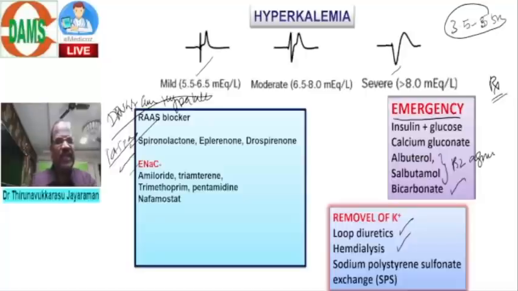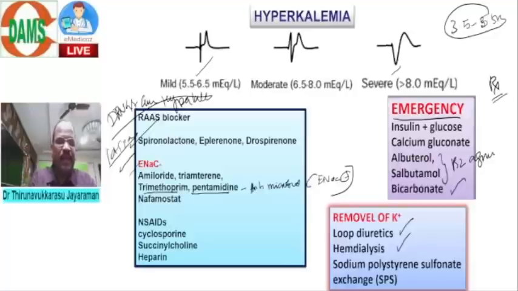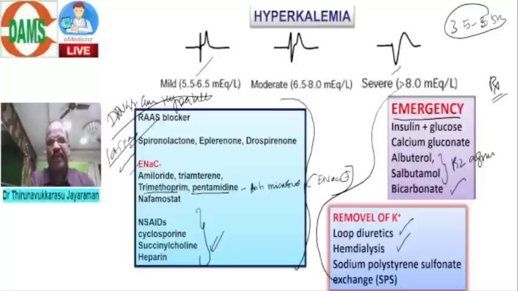Here is one extra interesting point: trimethoprim and pentamidine, both are antimicrobials. They also have the property of ENaC blocking, epithelial sodium channel blocking property. Thereby, they also cause hyperkalemia. Nafamostat, a protease inhibitor, can cause hyperkalemia. Others causing hyperkalemia are NSAIDs, cyclosporine, succinylcholine, and heparin. They are also reported to cause hyperkalemia. So these are the drugs causing hyperkalemia, along with the treatment for hyperkalemia.